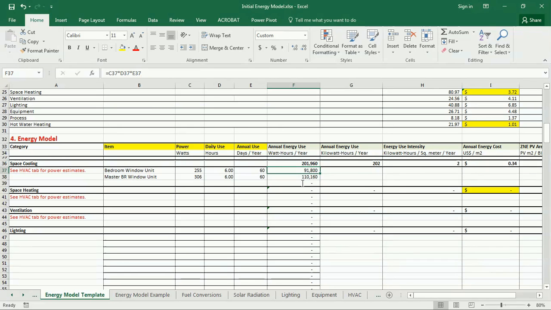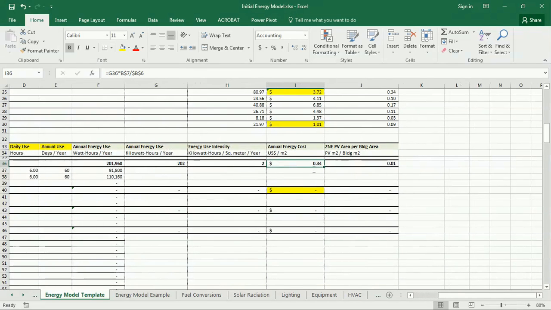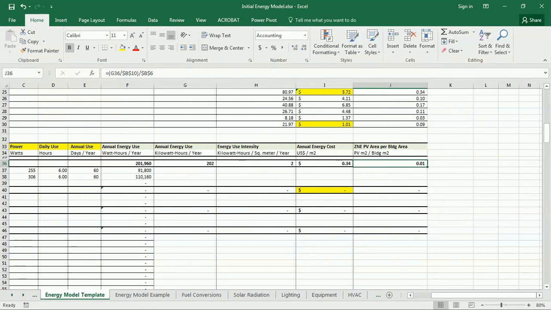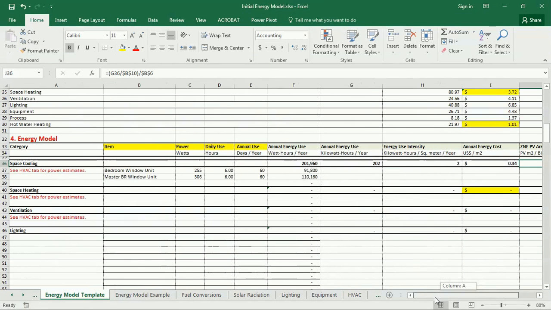So that's a total of 201,900 watt hours per year. And then if you look horizontally here, you can see that this gives you kilowatt hours per square meter per year, the energy cost in US dollars per square meter, and then the amount of photovoltaic you would need relative to your room area to cover all that energy, which in this case is not a lot. So that's kind of an overview of how to deal with the cooling.